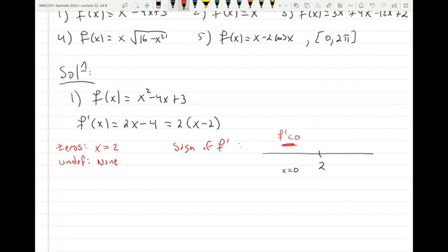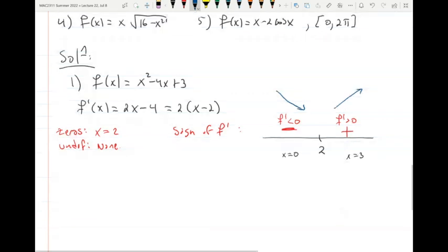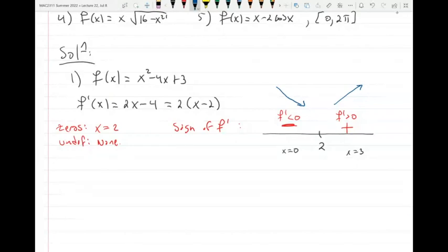To the right of 2, pick a point, let's say 3. You plug it in, you get positive, so I put a plus in here. That means my derivative is positive. So now, what's the monotony? The function is decreasing over here because the derivative is negative, and increasing over here because the derivative is positive. You're going to see me drawing little graphs like this a lot, with arrows, because we're going to take advantage of this later on for something else.